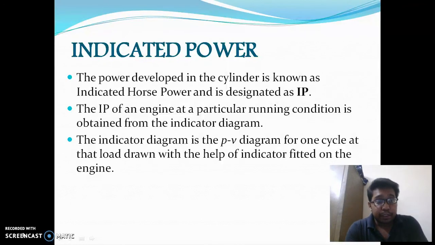Now we have indicated power. Well, we all know about indicated power. It is the power developed by the cylinder and is designated as IP. The IP of an engine at a particular running condition is obtained from the indicator diagram. The indicator diagram is the PV diagram for one cycle at the load, drawn with the help of the indicator fitted on the engine.